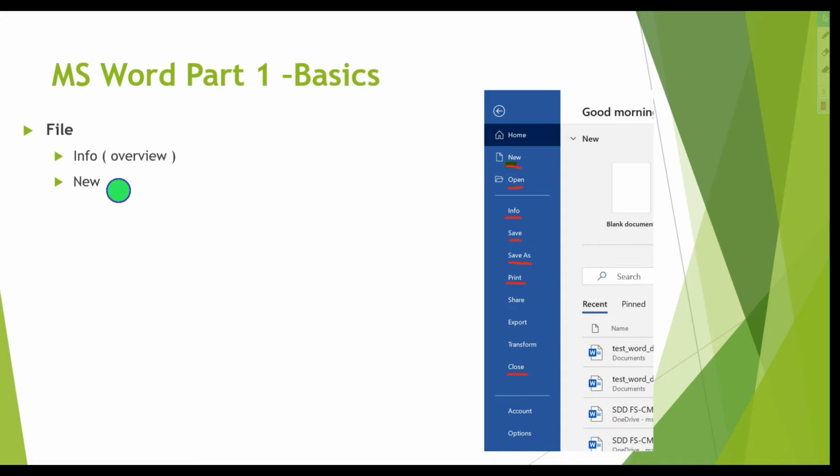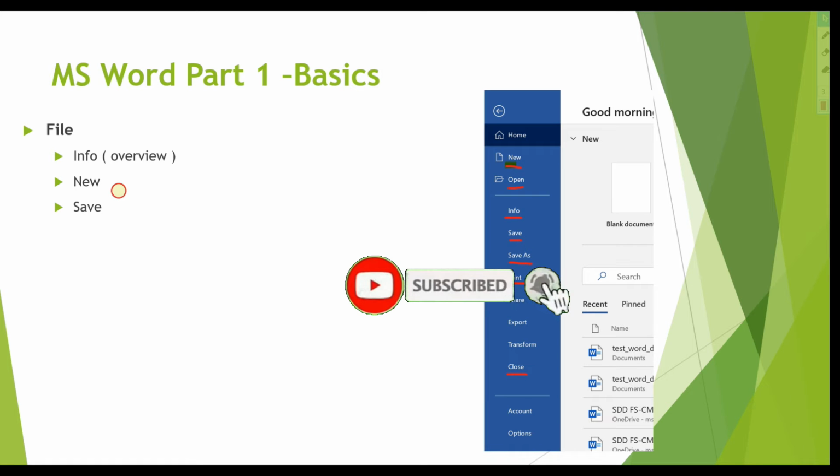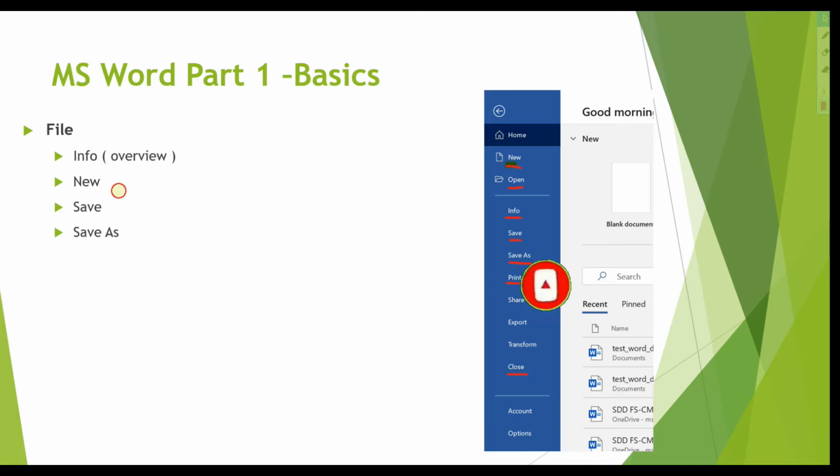and save, to save the file and save the contents of the file. We have save as, to save the file into another name or a different type, and we have print, to print the document, and then closing the open document. Whatever we have opened, we will close using the close button.